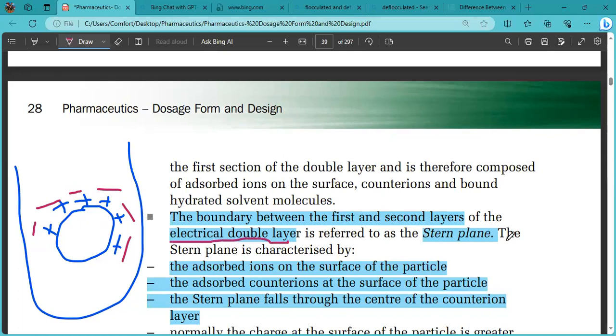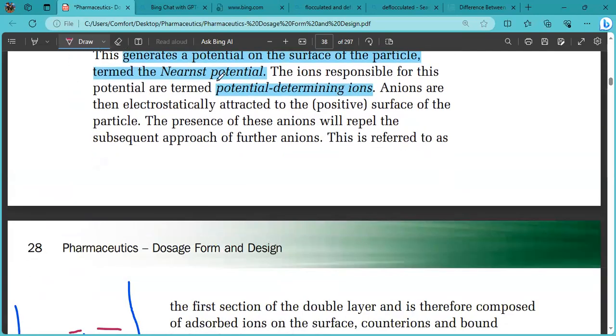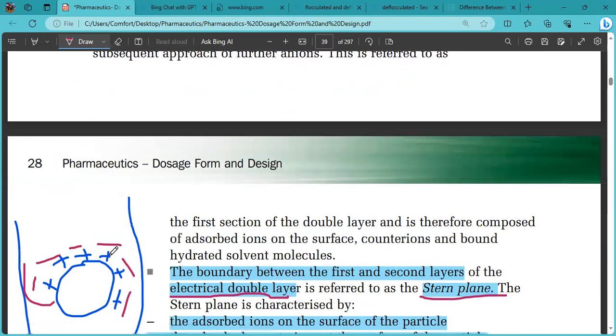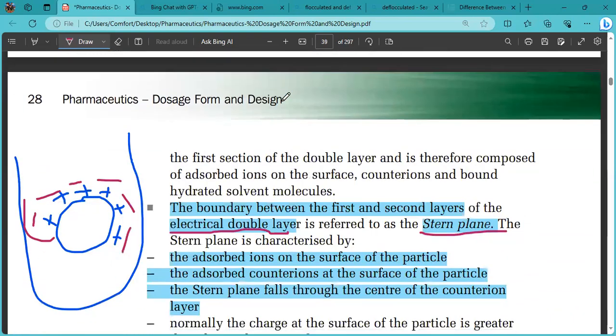And this electric double layer is the Stern plane. Now the potential determining ions are the ones which are on the surface of the particle. So these cations, these positively charged ions, are the potential determining ions, and they are responsible for the enhanced potential. Has anyone gotten lost from that point?